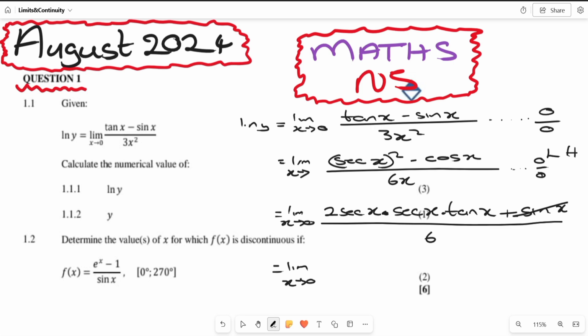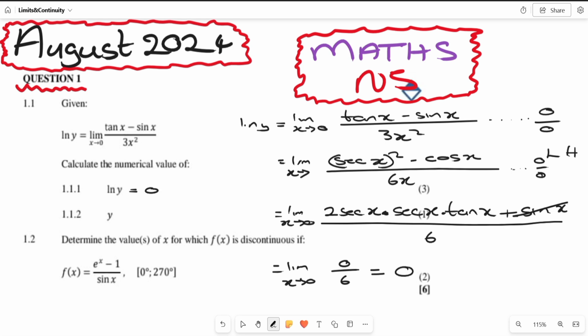So our answer is going to be over 6, but now we need to find out what the derivative is. What happens when you substitute 0 in here, and then 0 there, and 0 there. If you punch that into your calculator, you should find out that the whole numerator is equal to 0, so it'll be 0 over 6. And then we know that 0 over 6 is the same as saying 0. So that is the numerical value of ln y. ln y is equal to 0.